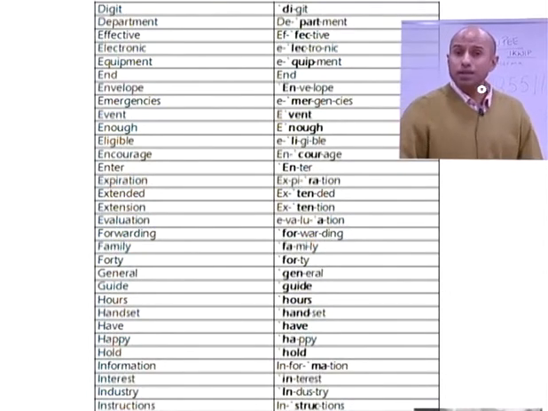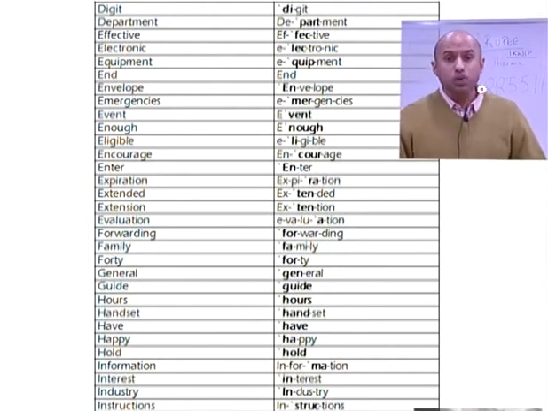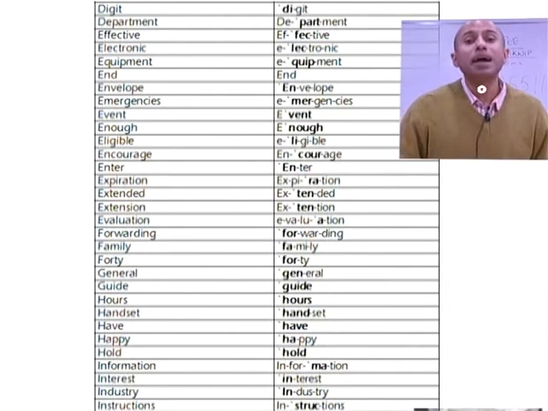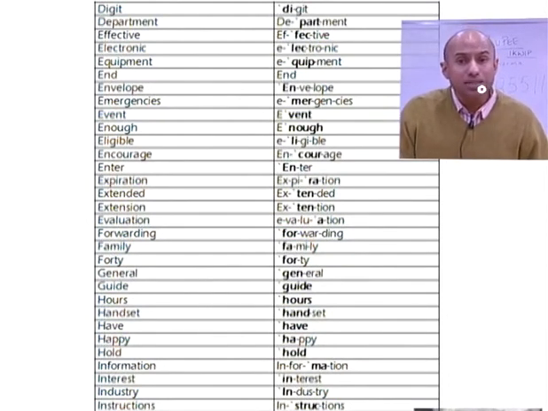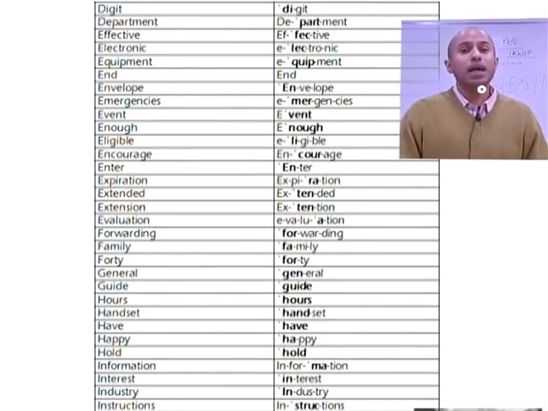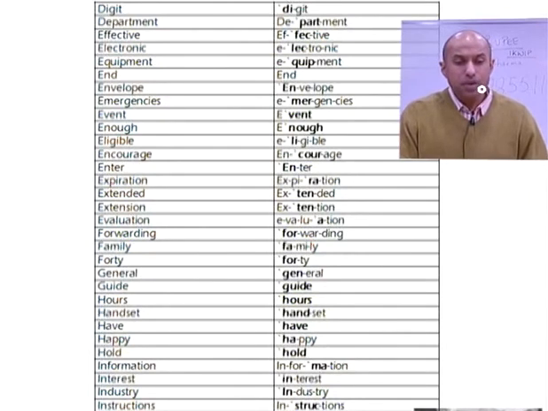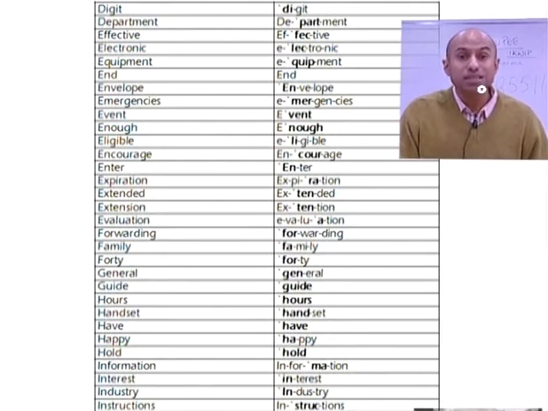Wonderful. I can see most of us are practicing expiration. Clear I sound, clear per sound. Expiration. Yes? Expiration. Extended. Not extended but extended. Ten gets the stress. Extended.